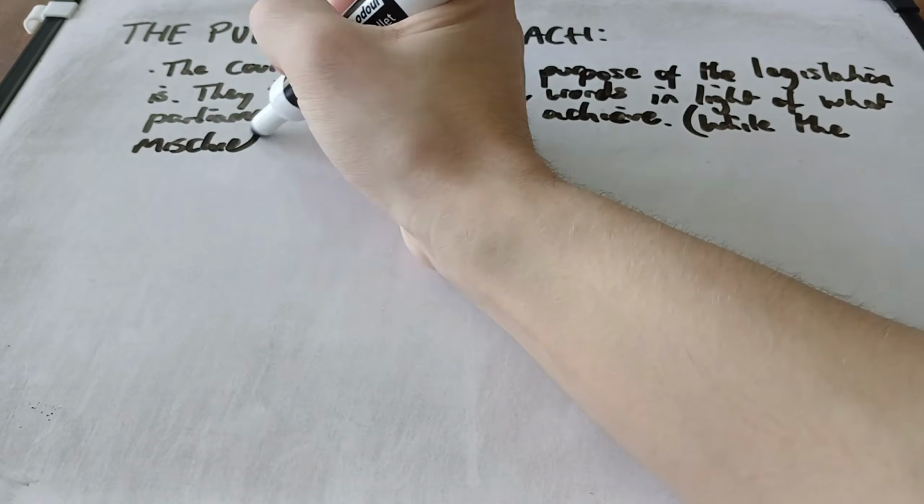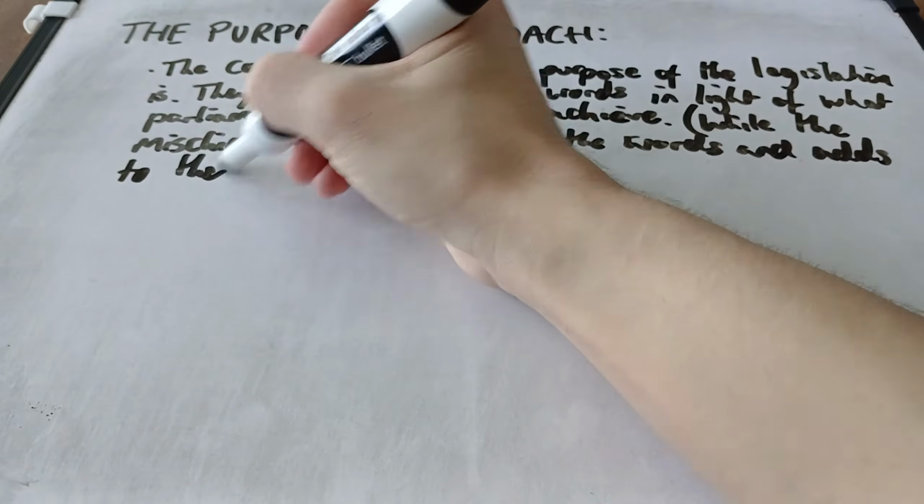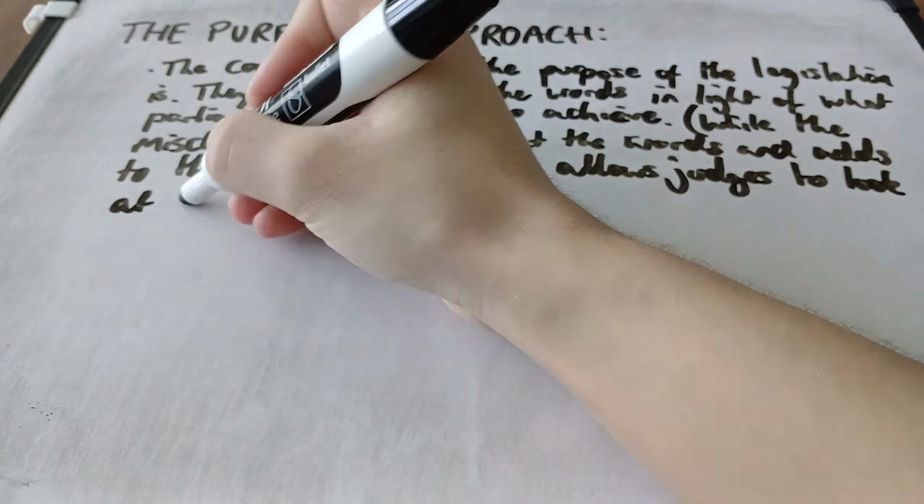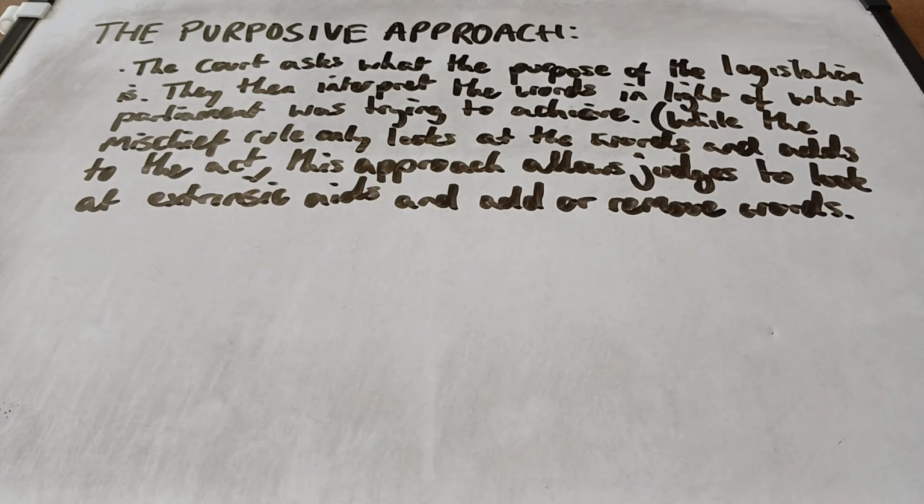While the mischief rule only looks at the words and adds to the act, this approach allows the judge to look at extrinsic aids as well and add or remove words.